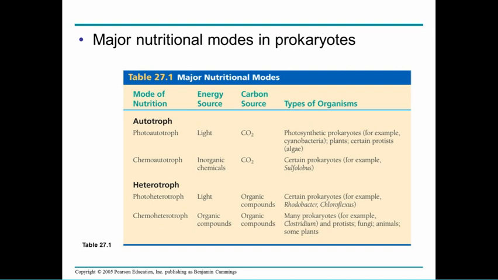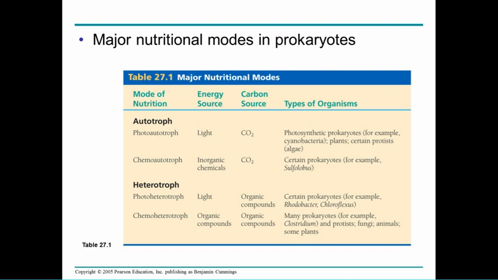A photoautotroph uses light and converts carbon into sugars and foods. So this is photosynthesis, if you like, very typical. A chemoautotroph is one that uses various chemicals to convert CO2 or a carbon source into energy. This is fairly a bit more common with prokaryotes, of course.